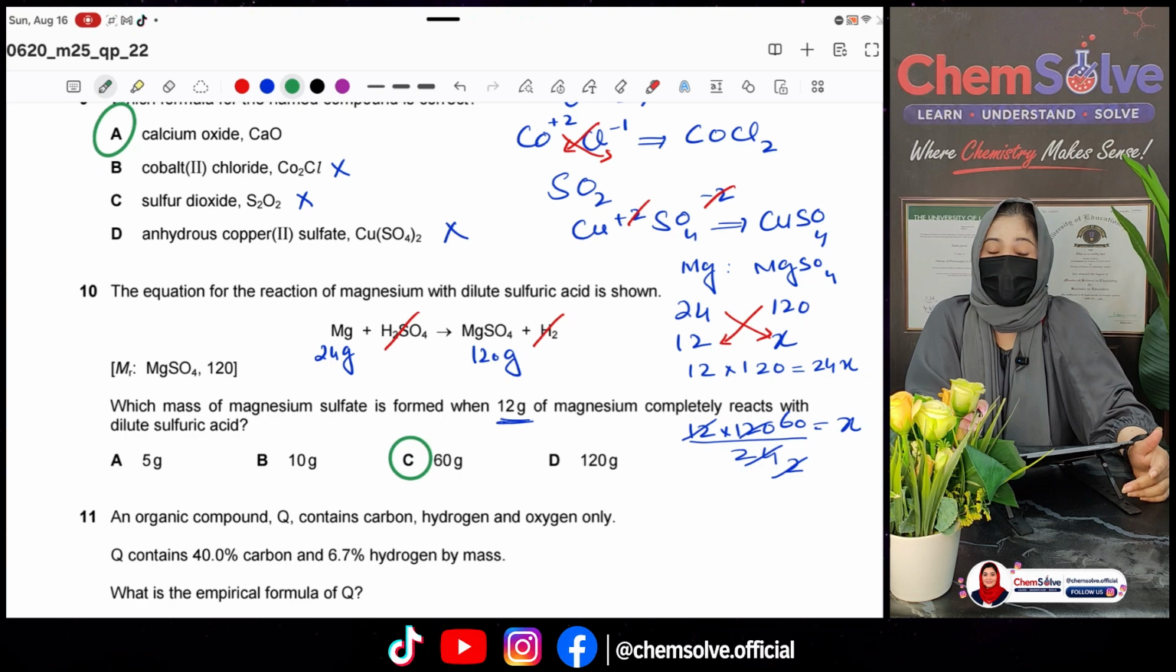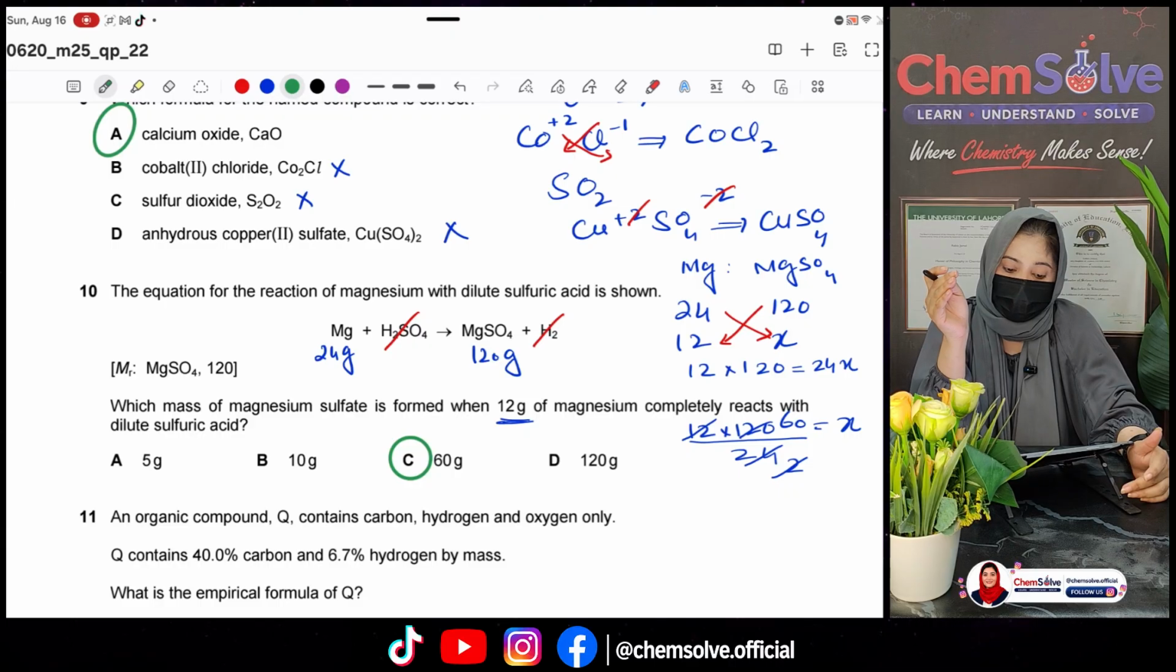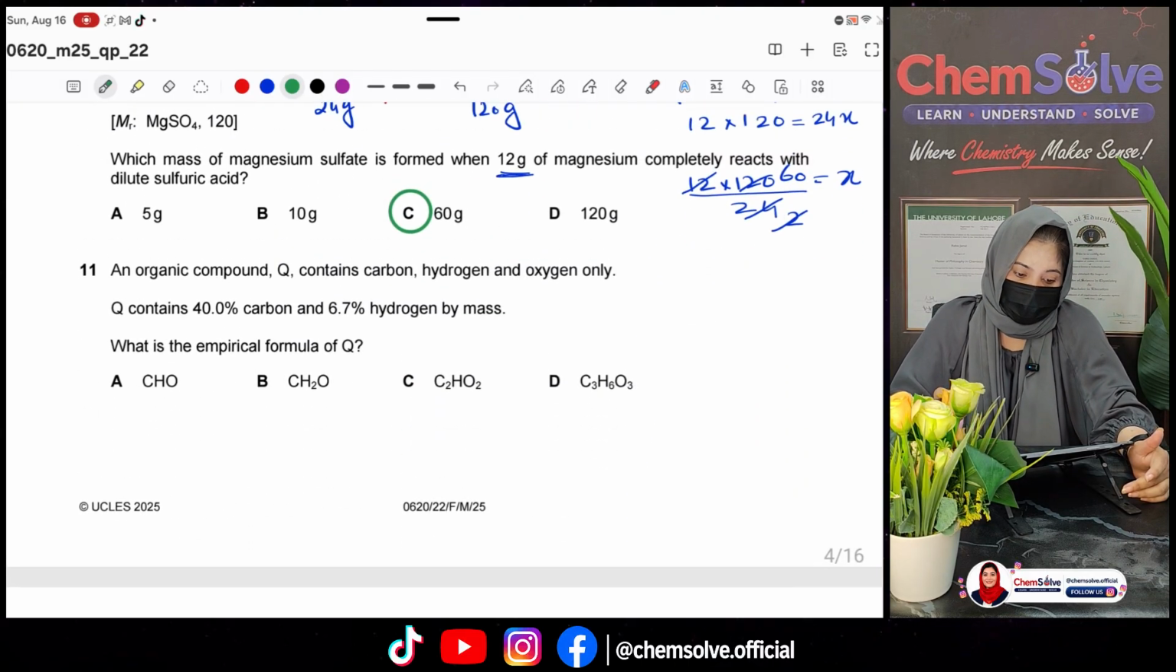You can even solve this question without calculation by making the ratio. If 24 gram of magnesium is producing 120 gram of MgSO4 and we are halving, we are making it exactly half of the magnesium. 12 is exactly half of the magnesium, 24, right? So MgSO4 is also half of 120, that is 60, because the molar ratio is 1:1. Okay.